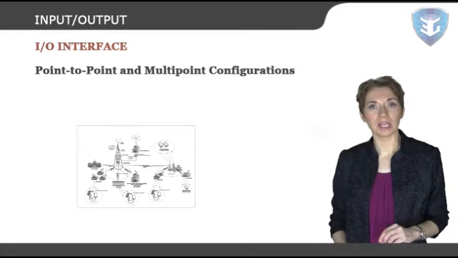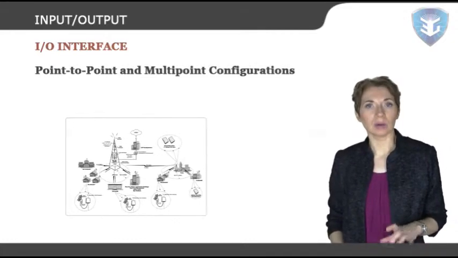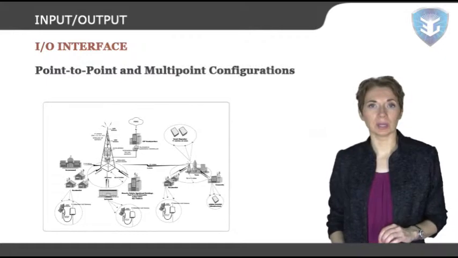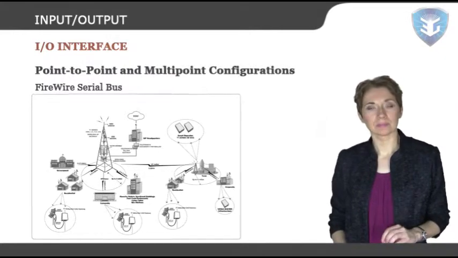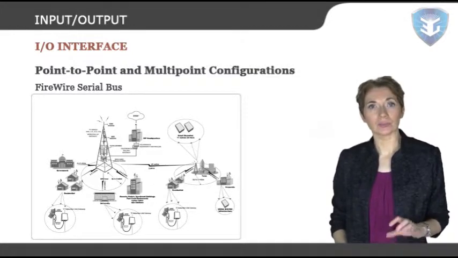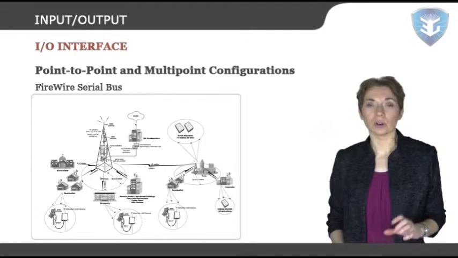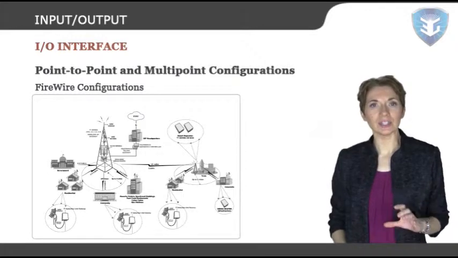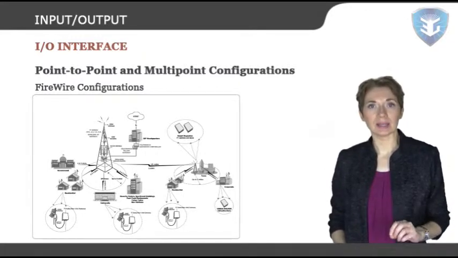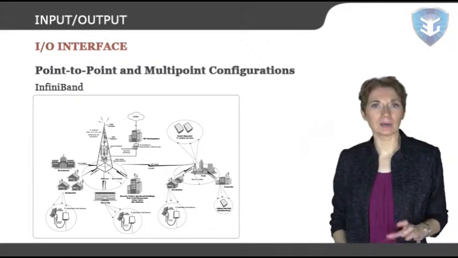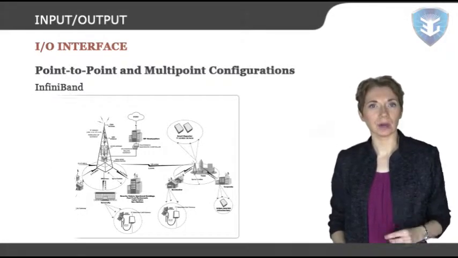Point-to-point and multi-point configurations. The connection between an I/O module in a computer system and external devices can be either point-to-point or multi-point. Firewire serial bus. With processor speeds reaching gigahertz range and storage devices holding multiple gigabits, the I/O demands for personal computers, workstations, and servers are formidable. Firewire configurations. Firewire uses a daisy chain configuration with up to 63 devices connected off a single port. InfiniBand. InfiniBand is a recent I/O specification aimed at the high-end server market.